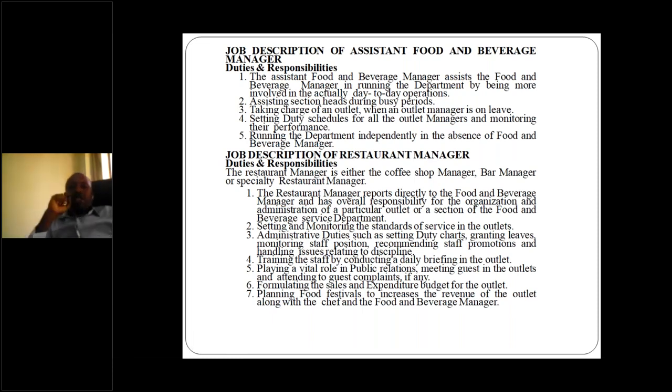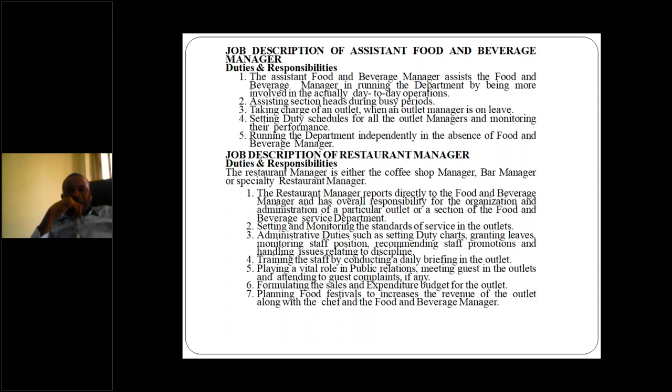Then the next role is the assistant food and beverage manager, whose work is to assist the food and beverage manager in running the department. So he has to be more involved in the actual day-to-day operation. The food and beverage manager may act more on the strategic level. He may not always be there to look around and see if everybody is doing what they ought to do. But the assistant food and beverage manager can be on the ground, looking around: Bayo is doing what he's supposed to do, Abubakar is doing what he's supposed to do, Kechi is doing what she is supposed to do, or Daniel, or whoever. So the assistant food and beverage manager is responsible for that.